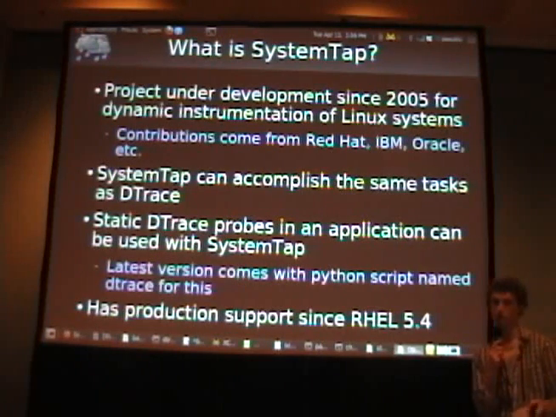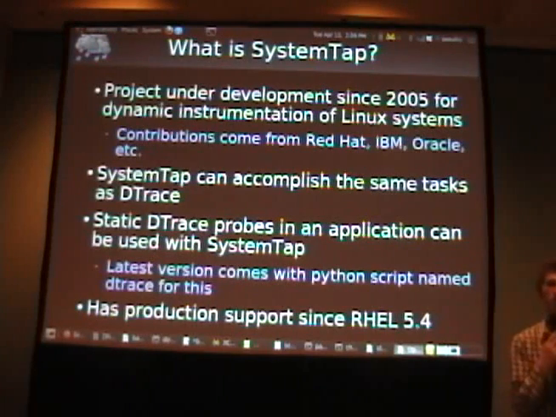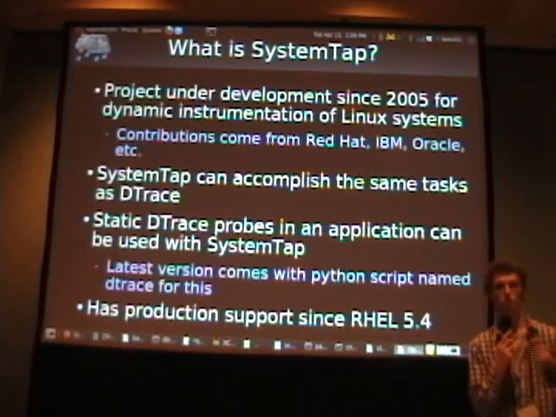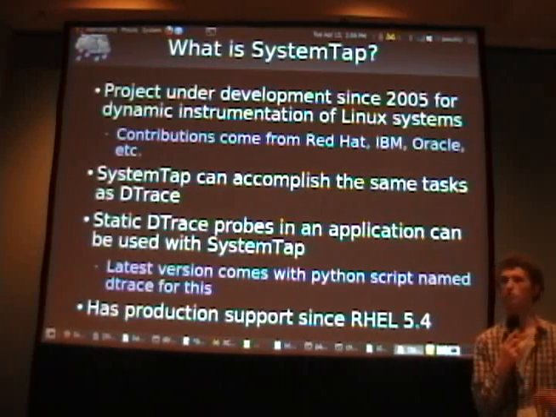So the latest version of SystemTap actually comes with a Python script called dtrace. If you're on a Linux platform and you want to make sure you have the latest version of SystemTap, you should check that you have a script called dtrace in your path. That's the script that's used to enable you to use any application that has static DTrace probes with SystemTap.